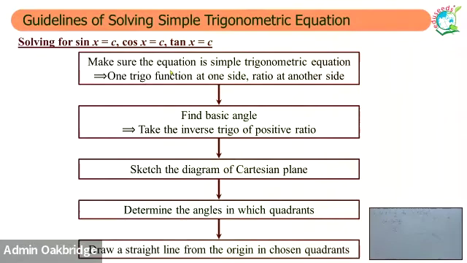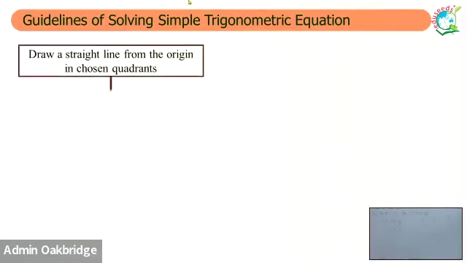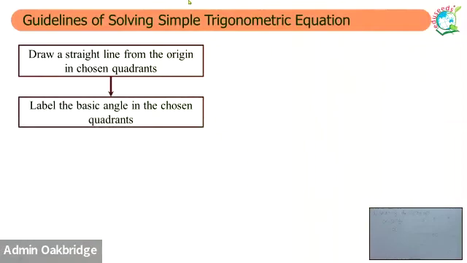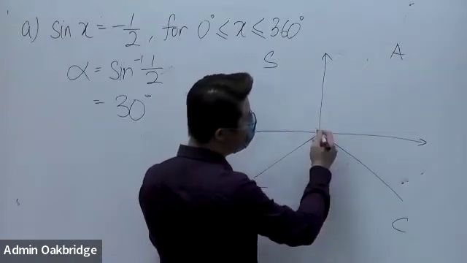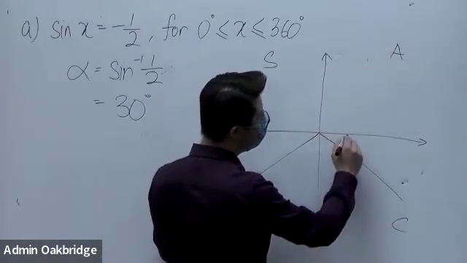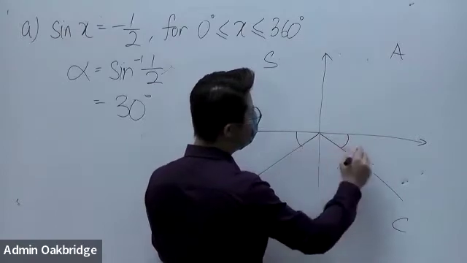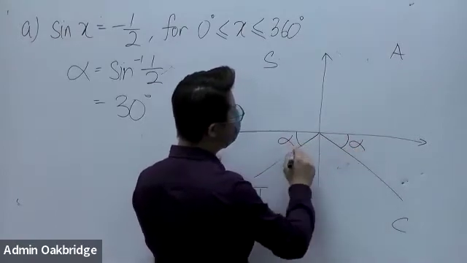Draw a straight line from the origin in the chosen quadrant. So we have chosen the third and the fourth quadrant. So I draw the straight line from the origin like this. And then we label the basic angle. Basic angle, as I said, is in between the horizontal axis and the straight line. So these two are the basic angles.